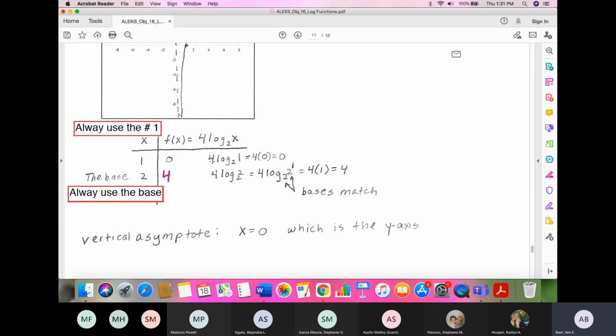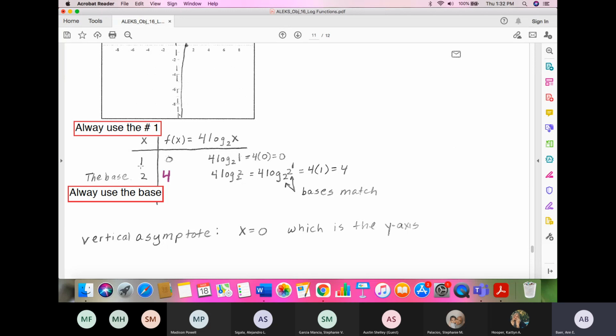So this is 4 times log base 2 of 1. Log of 1 in any base is 0. So this whole thing, log base 2 of 1, equals 0. So this is 4 times 0, which is 0. So the answer is 0 here. That's the reason why you want to pick 1, because log of 1 in any base is 0.